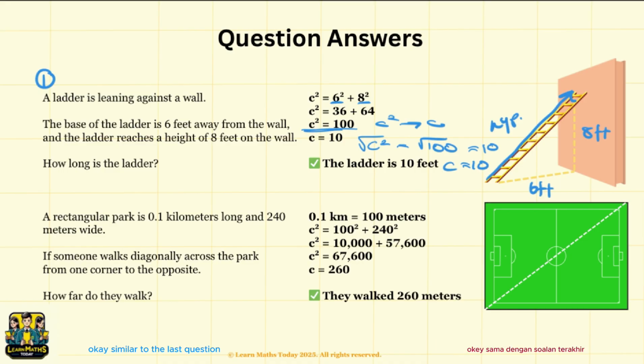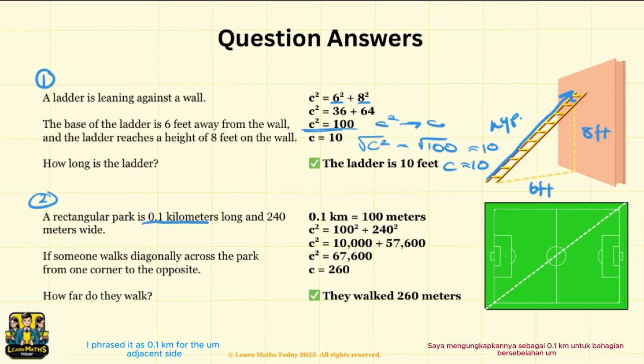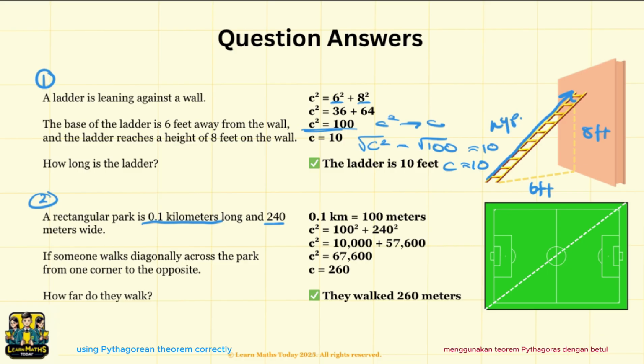So therefore, c is equal to 10. Okay, similar to the last question, question 2 is also just asking us to use Pythagorean theorem to find the length of a hypotenuse. However, this question did have a higher level of difficulty due to the change in the units, which was required to solve the Pythagoras theorem. If you notice in the question, I phrased it as 0.1 kilometers for the adjacent side, but then 240 meters for the opposite side, meaning you need to convert either the kilometers into meters or the meters into kilometers so that you're able to calculate using Pythagoras theorem correctly. Otherwise, you would get a really obscure, incorrect value.